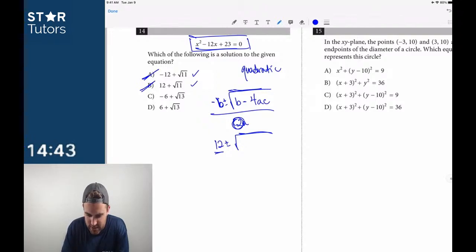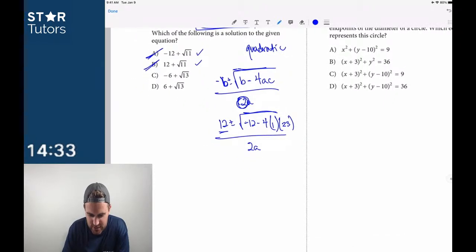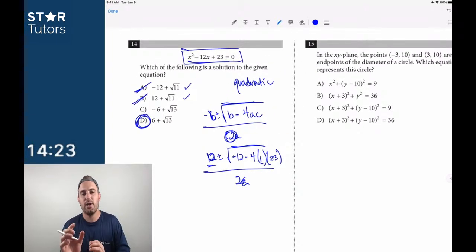Sorry guys, I'm getting distracted here. Let's see, negative 12 squared minus 4 times 1 times 23, all over 2a. Yeah, so we can probably make the determination here. It's going to be 2, and it's going to be positive because this is positive 12. So the answer has to be D here. And always check that, guys. Always check your answer choices.